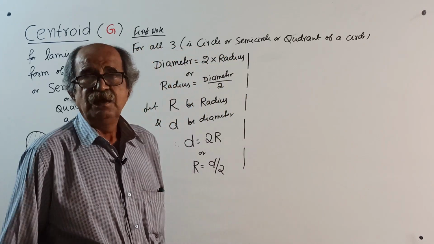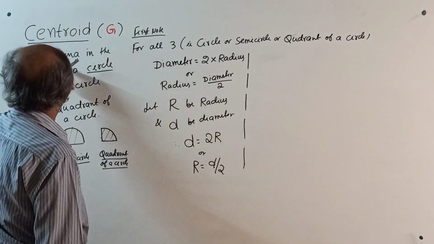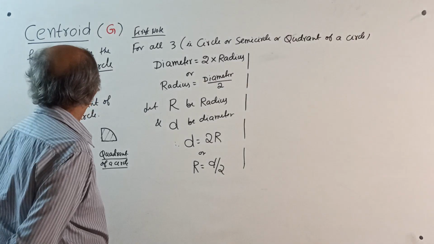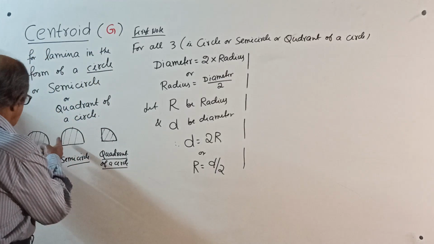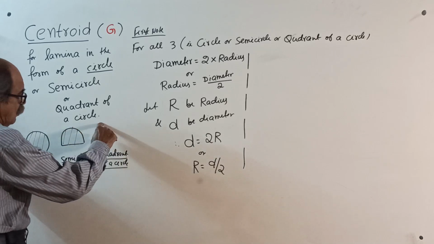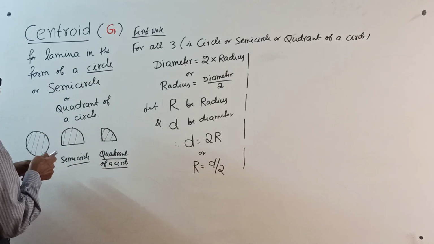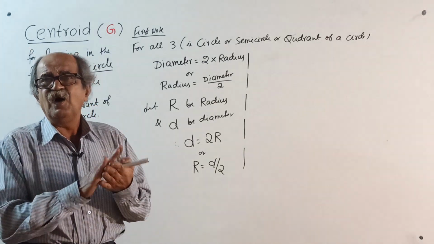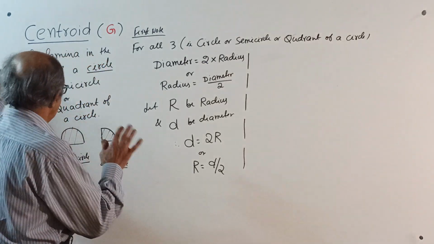Okay, now, new part today. Centroid G for lamina in the form of circle or semicircle or quadrant of a circle. See, either circular lamina or semicircular lamina or quadrant of a circle. You can either tell lamina or you can use the word area. See, lamina means plane area, or in structural engineering, it is a cross section of a member. Okay, leave it. I already told it.